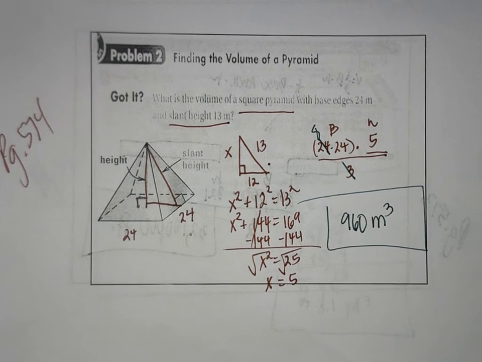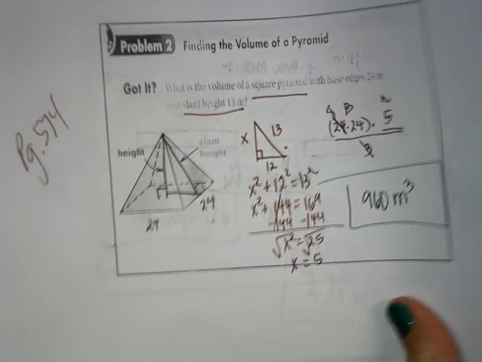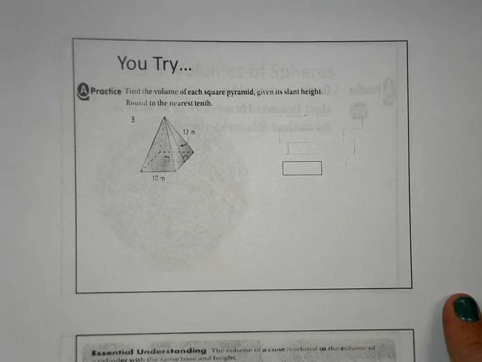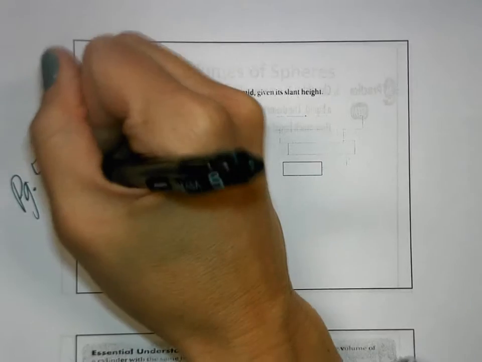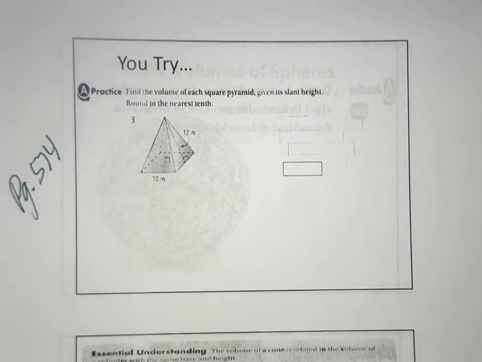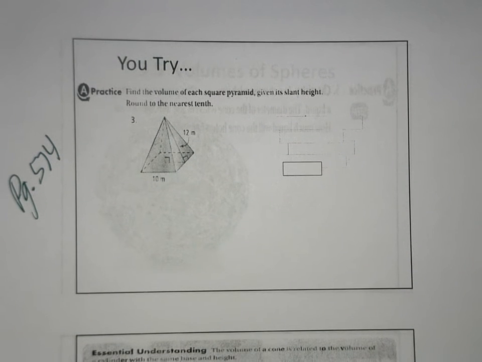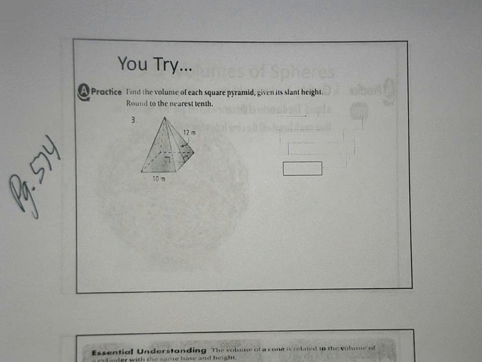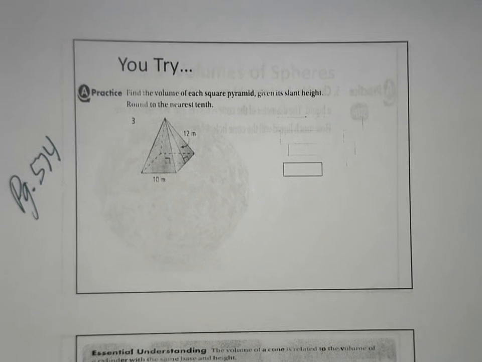Does anybody want me to go back through and talk about some of that? Okay. Now I want you to try problem number 3, still on page 574. It says find the volume of each square pyramid given its slant height, round to the nearest tenth. So, do you think you guys can do this one? Okay. If you get the answer, raise your hand and I'll come around and check.